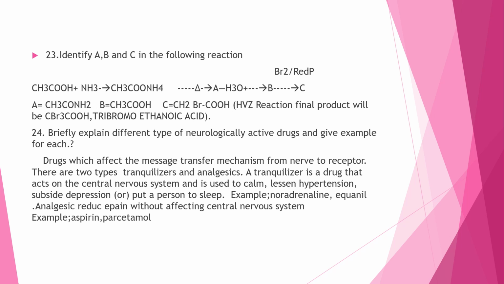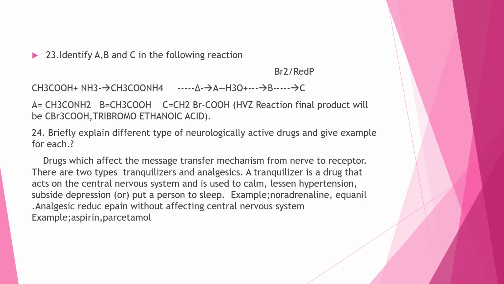Identify A, B and C in the following reaction. In this reaction, first step, the acid reacts with ammonia and forms an ammonium salt. On heating, it will produce an amide. So A is an amide. Then on complete hydrolysis, the amide will produce a carboxylic acid. So B is carboxylic acid.